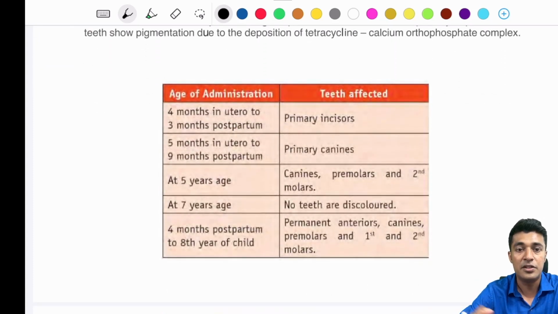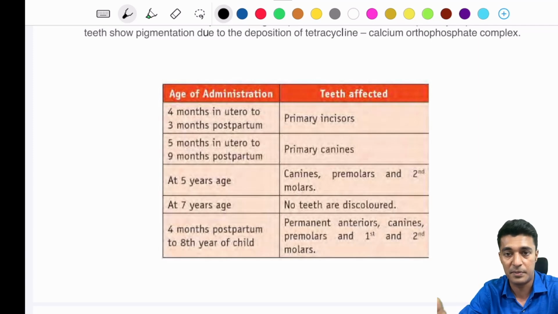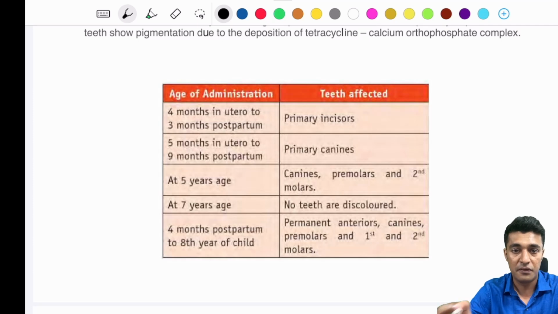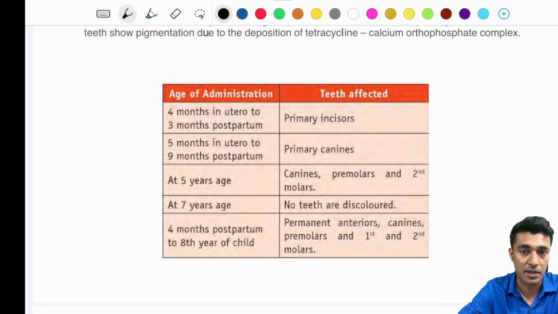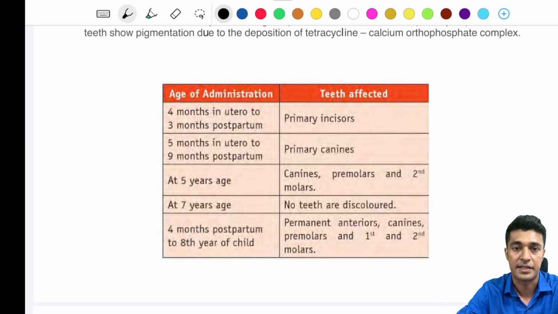If the age of administration is 4 months in utero to 3 months postpartum, then the primary incisors will be affected. If it is 5 months to 9 months postpartum, primary canines will be affected. At 5 years of age, canines, premolars, and second molars will be affected. At 7 years, no teeth are discolored. From 4 months postpartum to the 8th year of the child, permanent anterior teeth, canines, premolars, and first and second molars are affected.